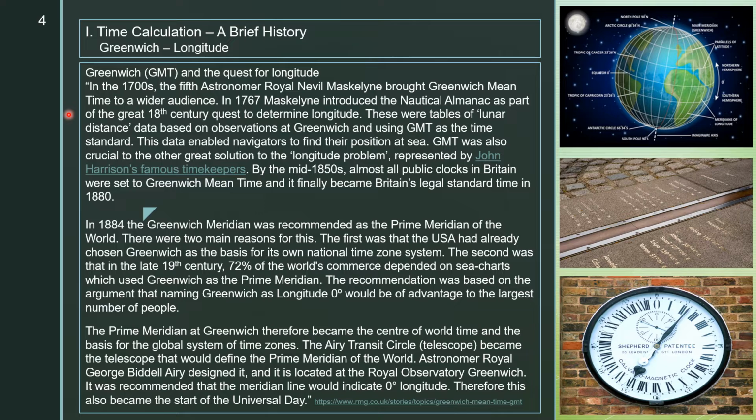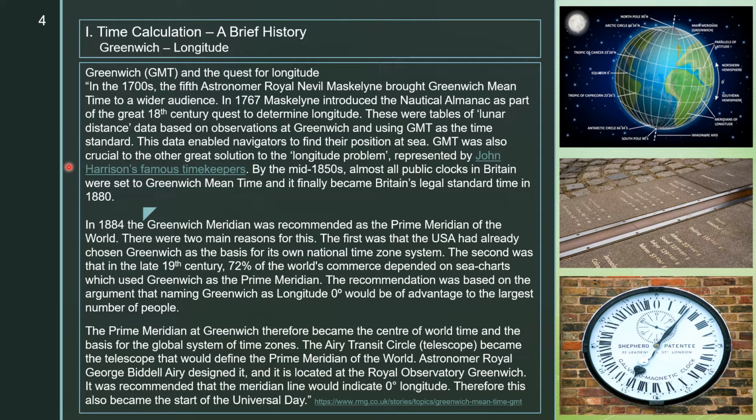These were tables of lunar distance data based on observations at Greenwich and using GMT as a time standard. This data enabled navigators to find their position at sea. GMT was also crucial to the other great solution to the longitude problem, represented by John Harrison's famous timekeepers.